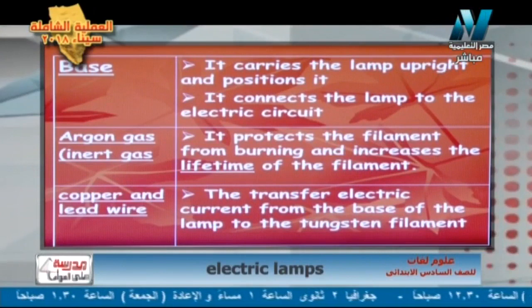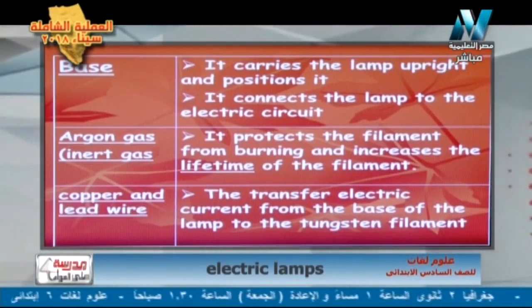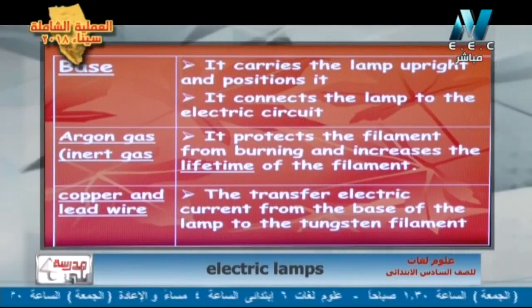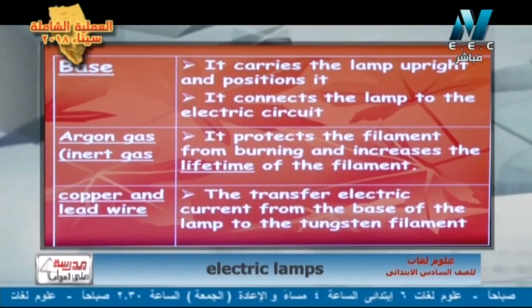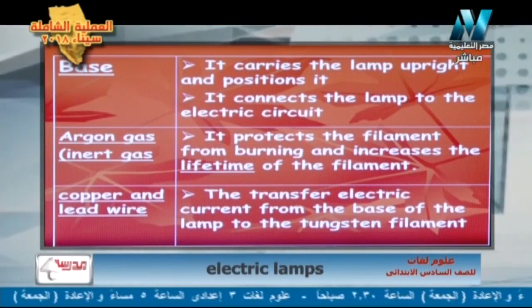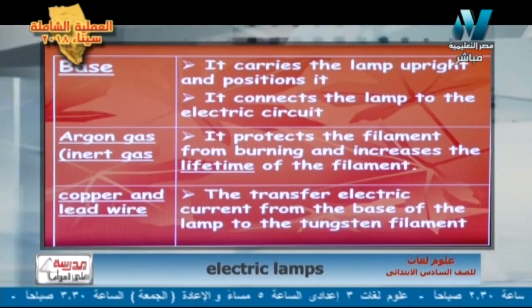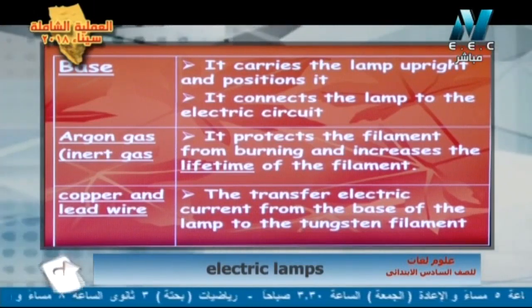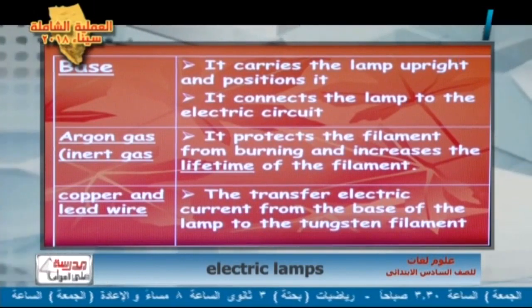يبقى البيز ليها وظيفة مهمة جدا أو وظيفتين مهمين جدا. Number one, it carries the lamp upright. هي اللي بتشيل اللمبة كلها، and position it وبتديها وضعها الطبيعي أو وضعها اللي احنا عايزينه أثناء التركيب يعني. And also it connects the lamp to the electric circuit or the electric current. هي بتوصل المصباح بالدائرة الكهربية أو التيار الكهربي.